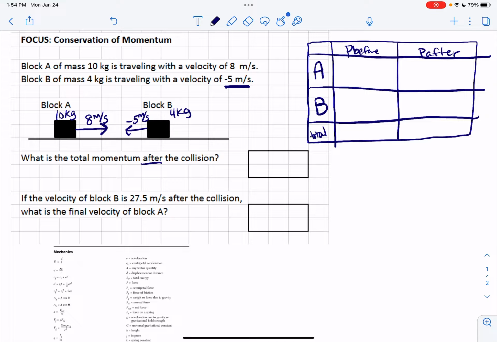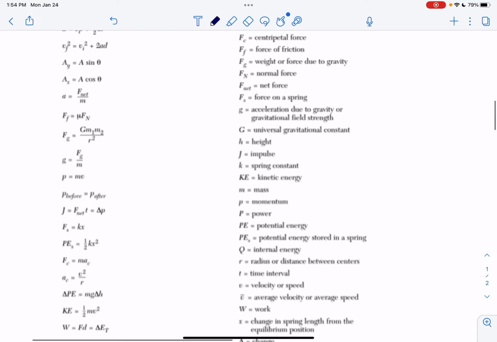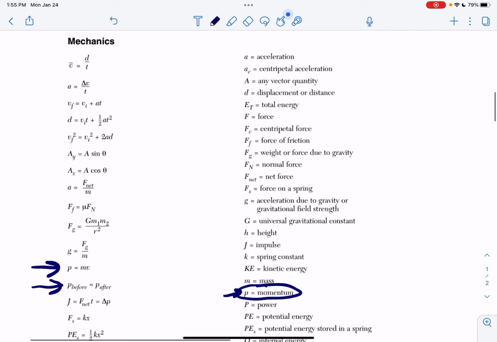And there's a few equations from the reference table we need to know. So if I scroll down here, zoom in a little bit. Momentum, I don't know why, but a lowercase p stands for momentum. I guess because M was already used for mass, and so they were like, let's use lowercase p for momentum. That's what they did. But here we go. This is our momentum equation, mass times velocity. And then there's also this one here, momentum before equals momentum after. Both of these equations are going to be used to help us solve this problem.